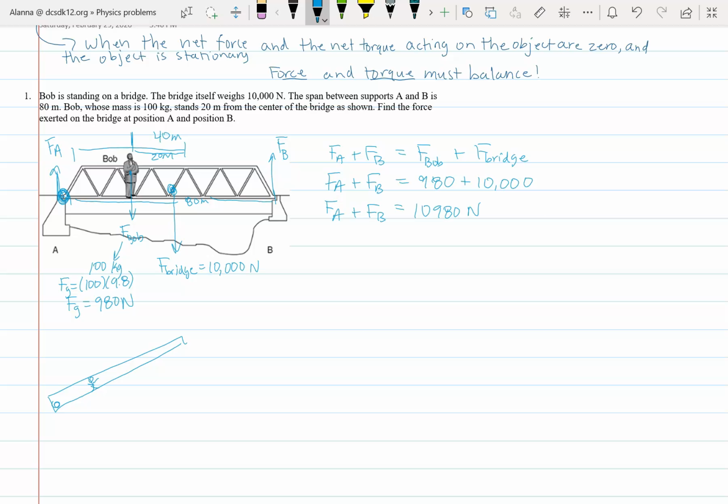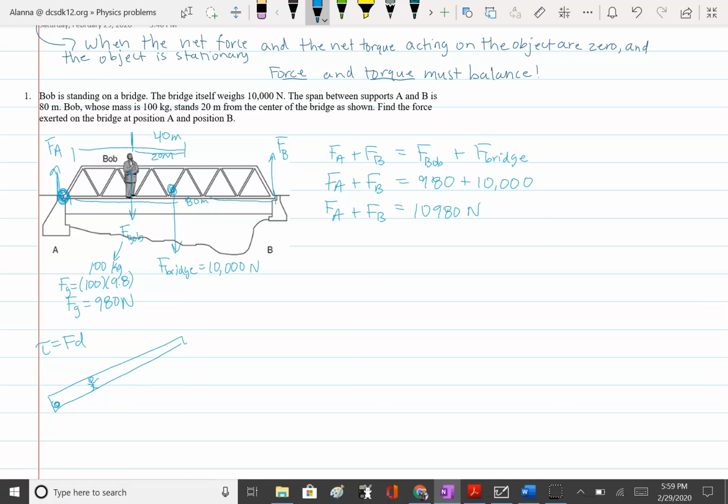So if we're thinking about torque, we don't actually have to worry about the force from the support at A, because remember that the torque is equal to F times D, and if D is 0, then it's not going to cause a torque. So we don't have to worry about FA. We do have to worry about the force that Bob is putting on the bridge, the force that the bridge is putting on itself due to its own weight, and the force that B is putting on the bridge.